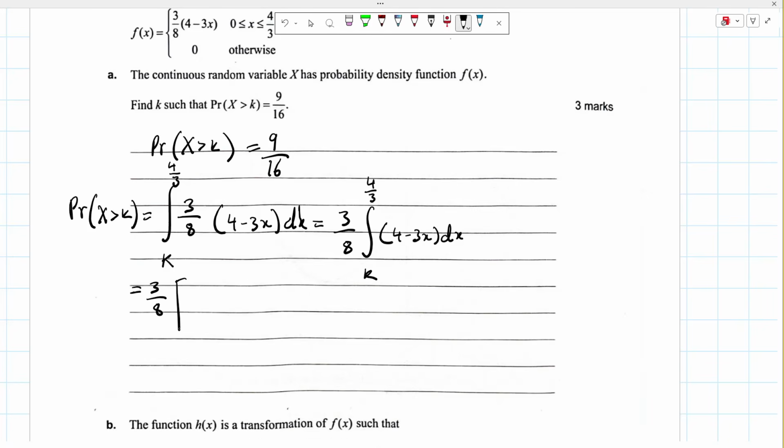Okay, let's set up our bounds. What's the antiderivative of 4 minus 3x? That's 4x minus 3x squared over 2. And the bounds are from k to 4 over 3.